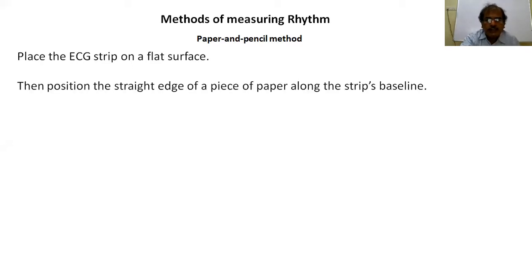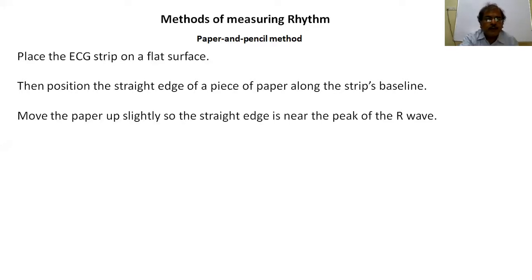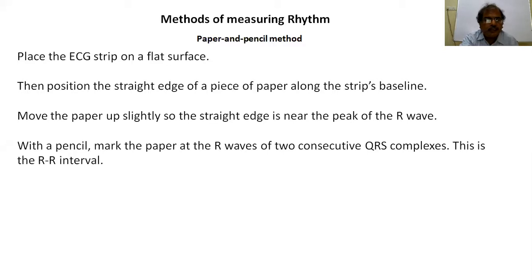So let us see what this paper and pencil method is. First of all, you have to place the ECG strip on a flat surface. Then position the straight edge of a piece of paper along the strip's baseline. Move the paper up slightly so that the straight edge is near the peak of the R wave. With a pencil, mark the paper at the R waves of 2 consecutive QRS complexes. So this is the RR interval.